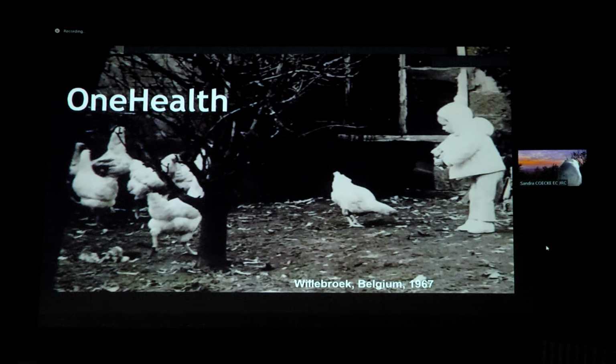So One Health, this is a picture actually from me, because I'm living in Italy now since 96, but as I told you, I was born in Willebroek, an industrial zone between Antwerp and Brussels.